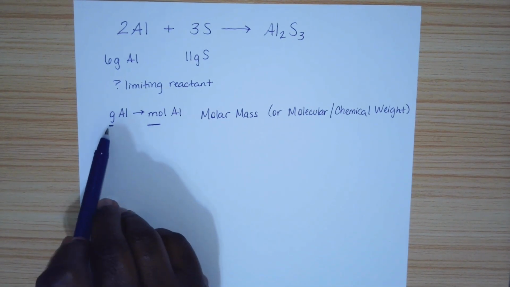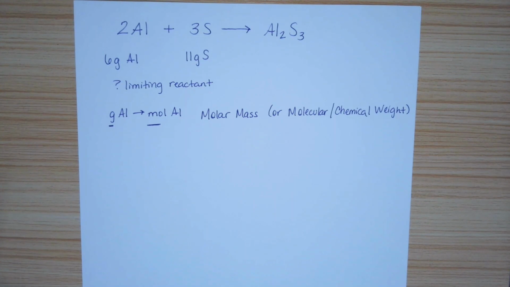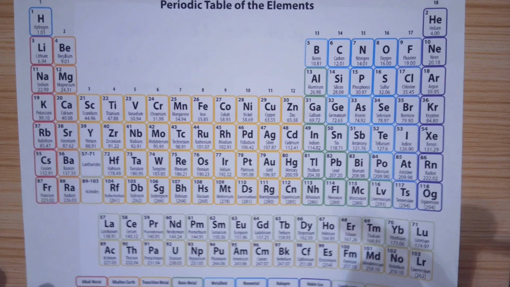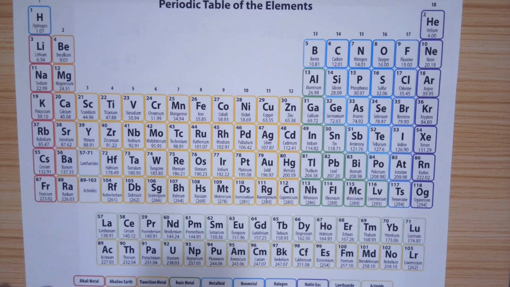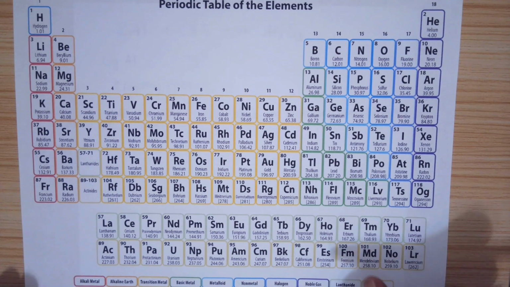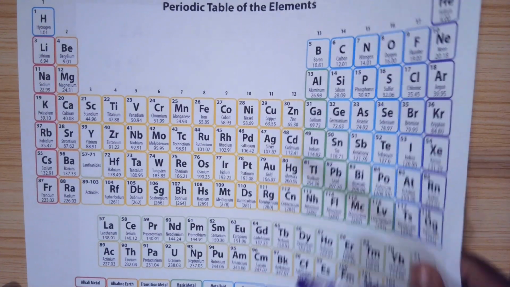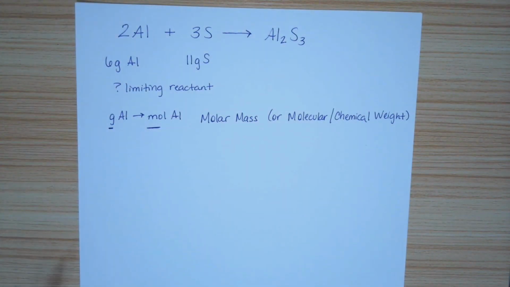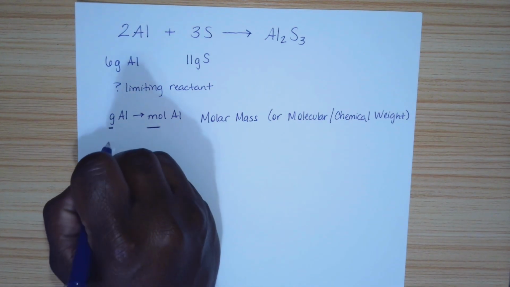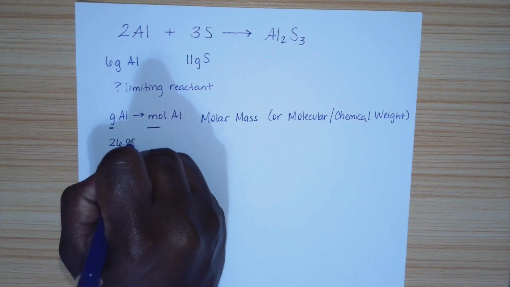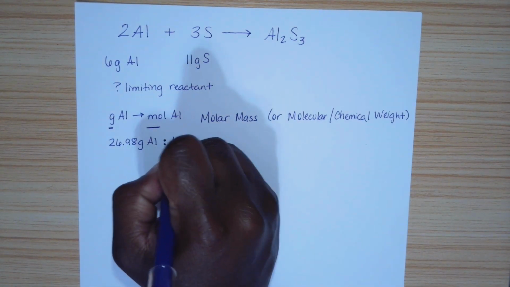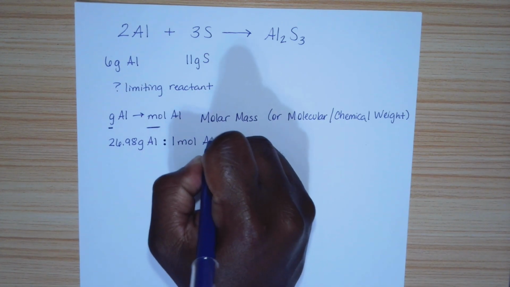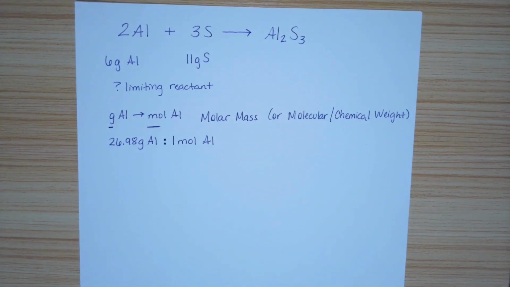In order to determine the molar mass of any atom or element, you would simply refer to the periodic table. So for aluminum, you would locate it on your periodic table and the average mass number, the number you see at the bottom, the 26.98. That tells you how many grams of aluminum are present in every mole of aluminum. So that tells you the relationship. For every 26.98 grams of aluminum, that is the same as 1 mole of aluminum. So that shows the ratio of those components.